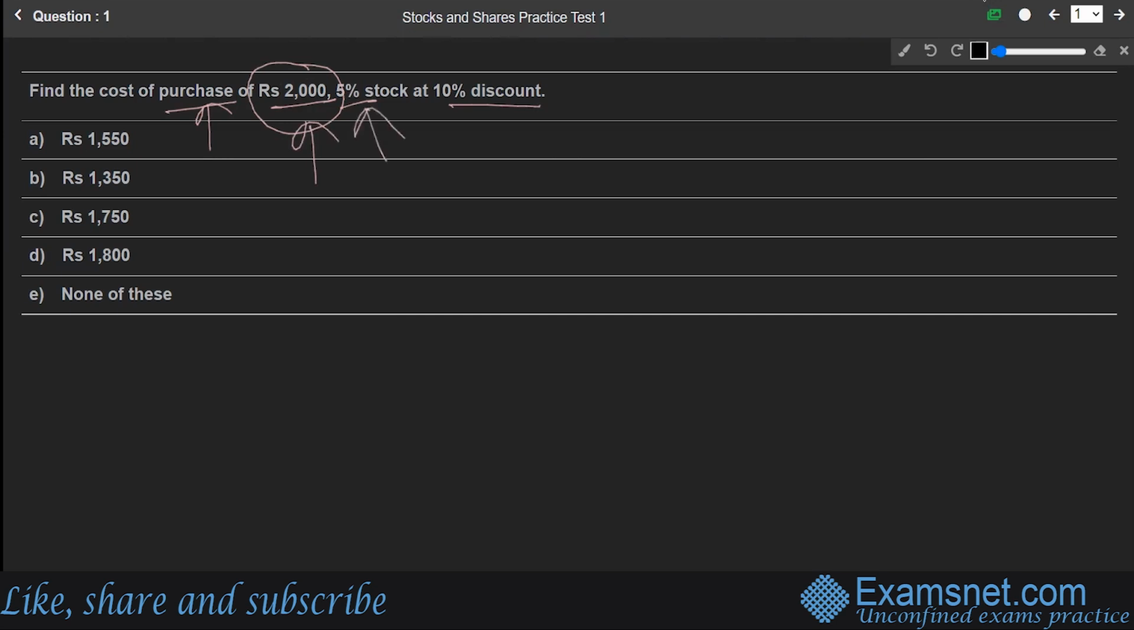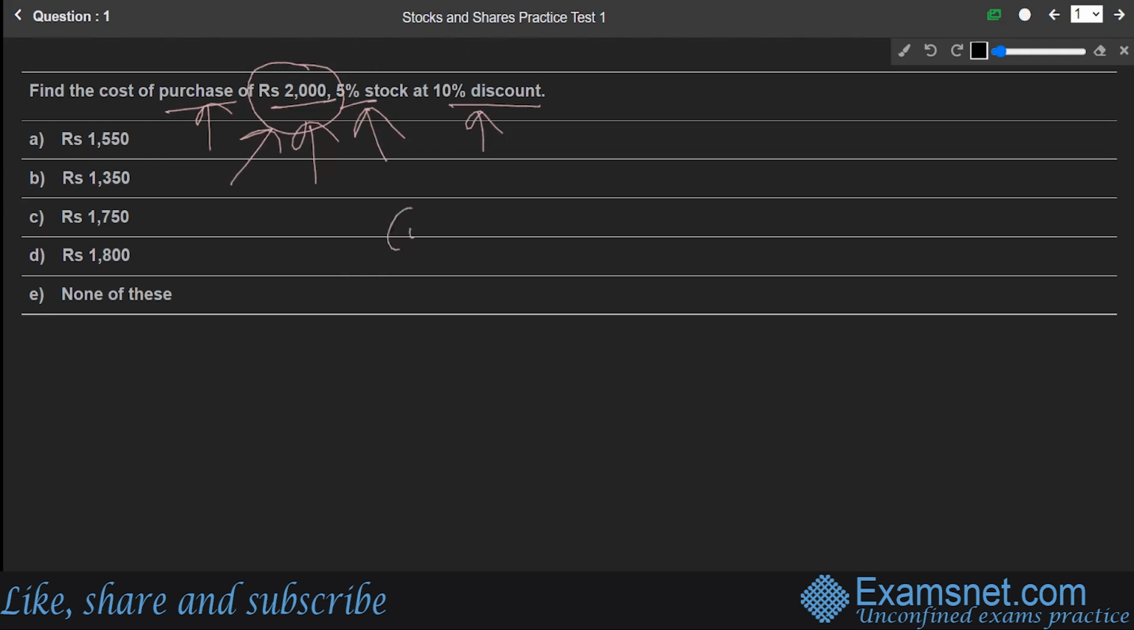That means each share could have given you 5% more. So if the face value of a share was 100 rupees, then you could have got 5% of it, that is 5 rupees over a 100 rupees share, and that is available at 10% discount. So a share of 100 rupees was available at 90, that is 10% discount. So for the cost of purchase, we invested 2000 rupees. 2000 rupees was the face value, and it was available at 10% discount.